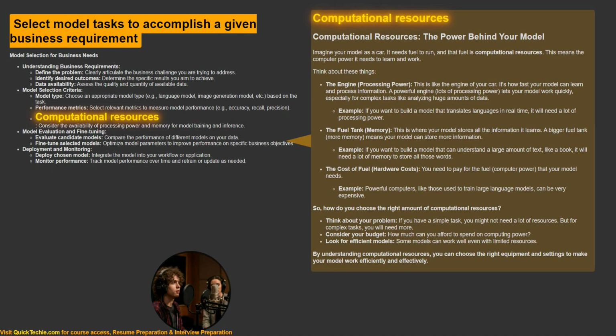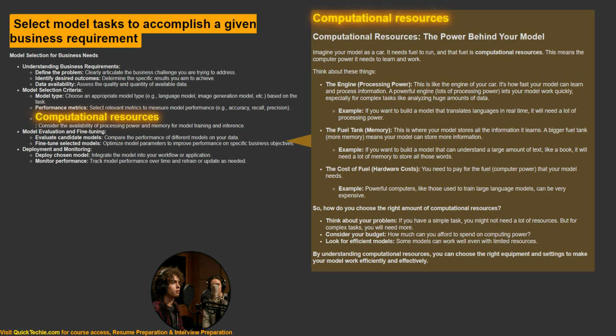Computational resources: the power behind your model. Imagine your model is a car. It needs fuel to run, and that fuel is computational resources. This means the computer power it needs to learn and work. Think about these things. The engine, processing power: this is like the engine of your car. It's how fast your model can learn and process information.